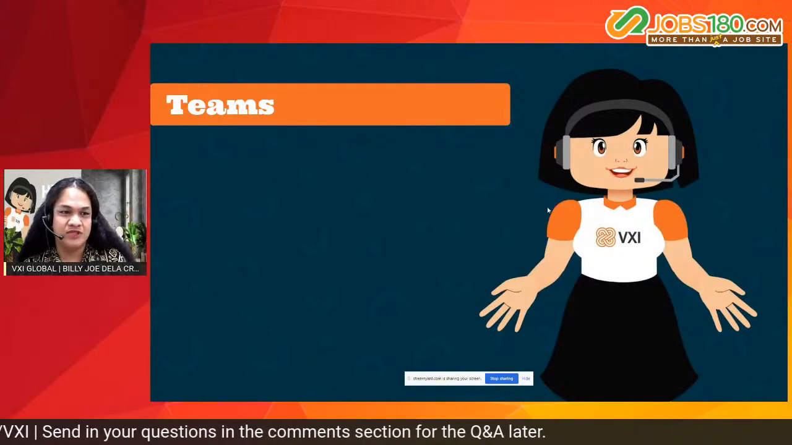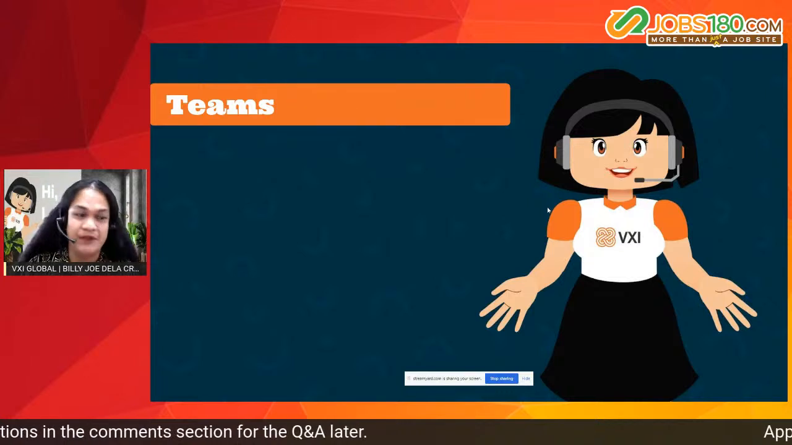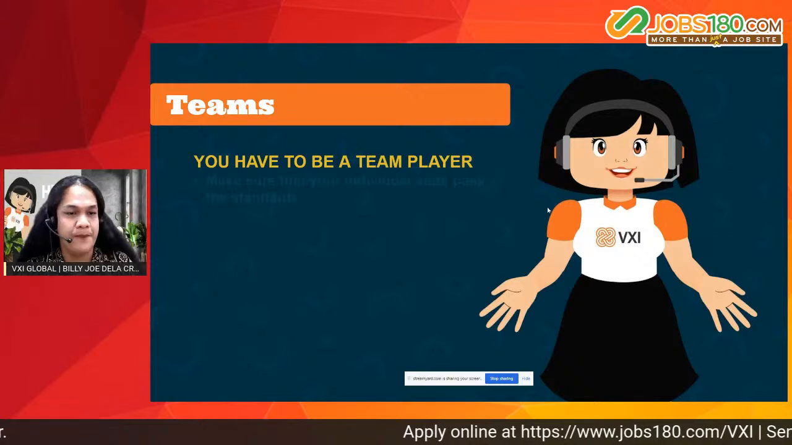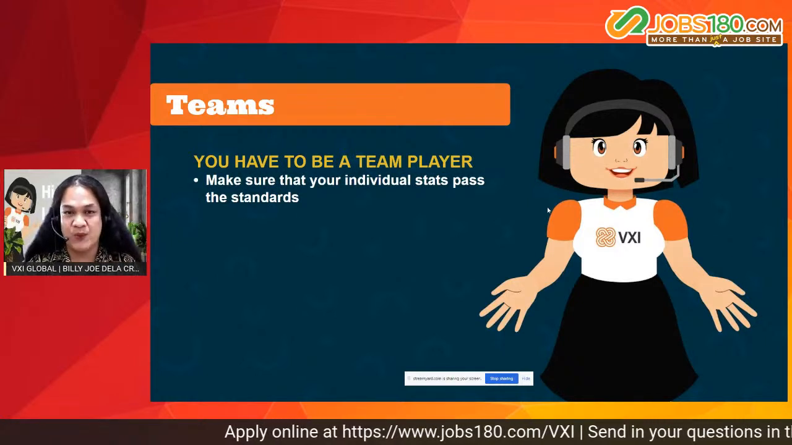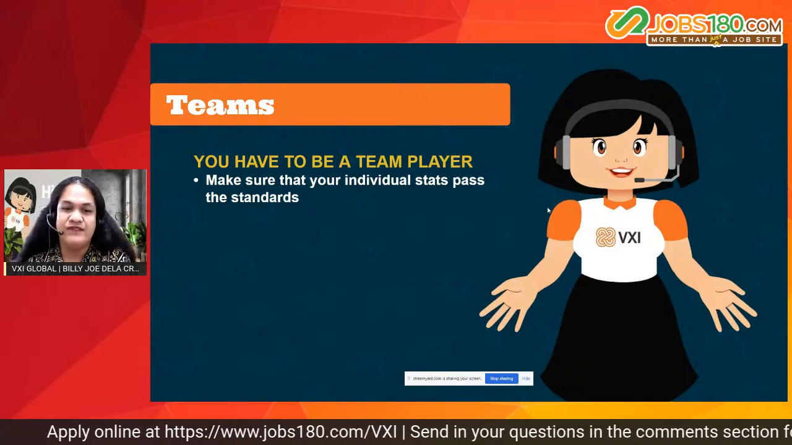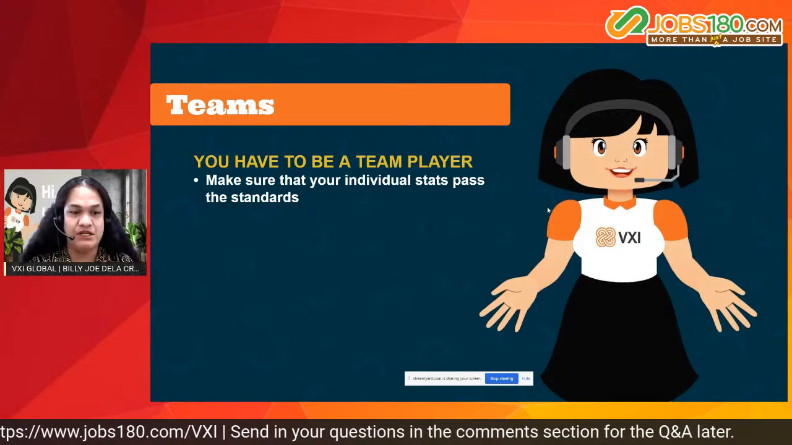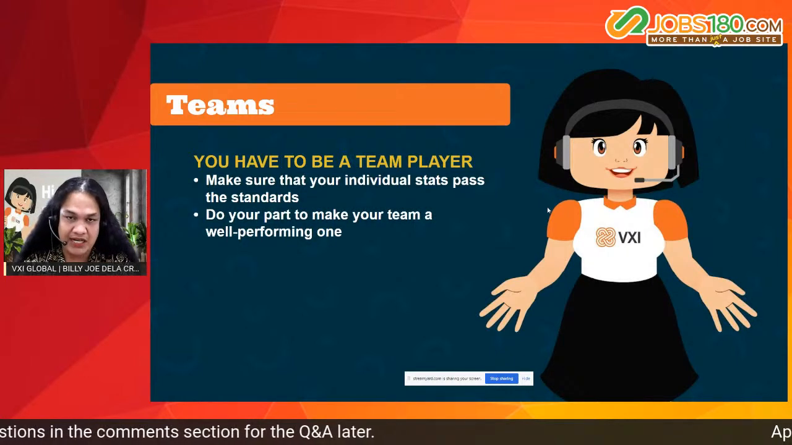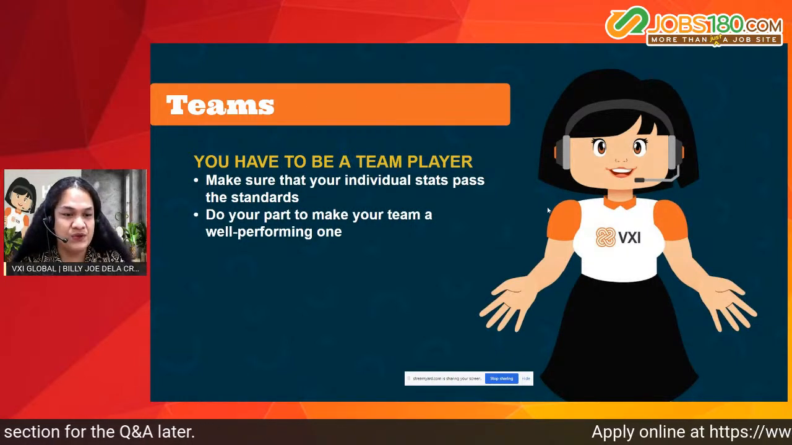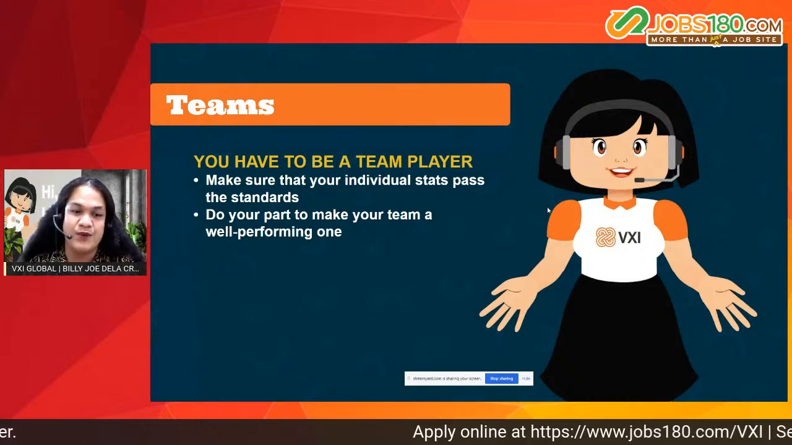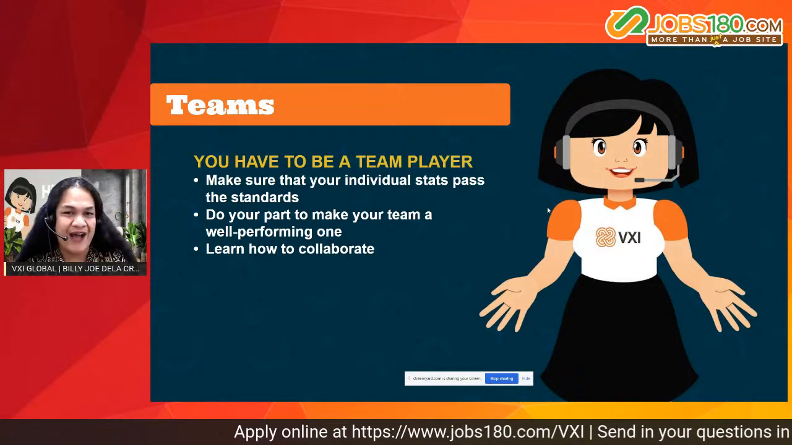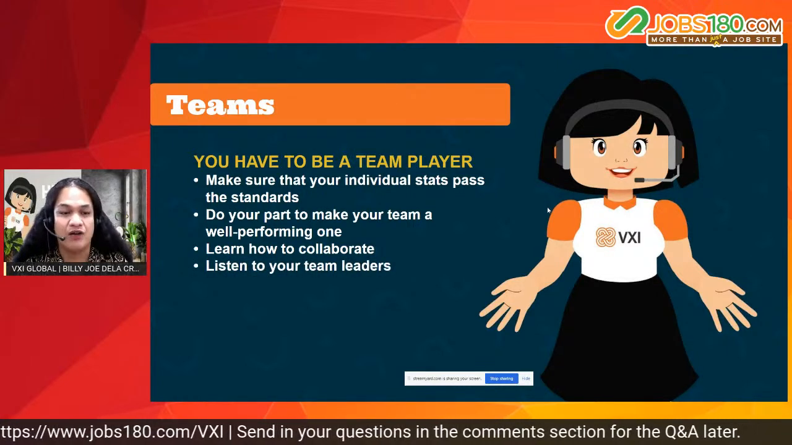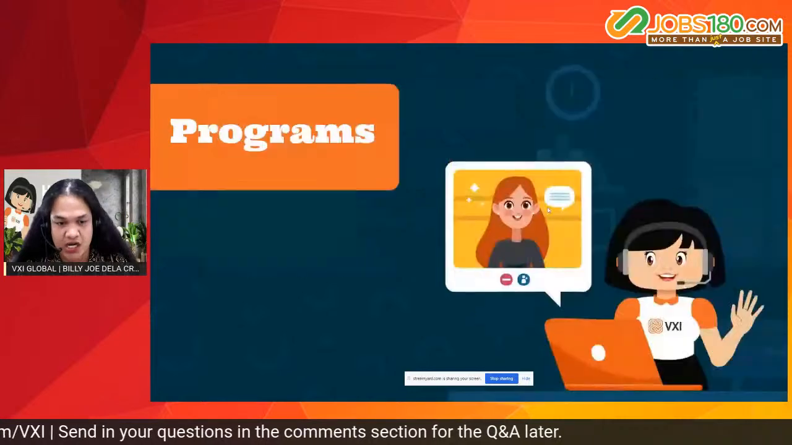I think those schools have team leaders, and if you are a team leader, you are eligible to be a team player as well here in our company. So you have to be a team player. First and foremost, you need to make sure that you, as an individual, pass the standard. Also do your part to make your team a well-performing one, and learn how to collaborate and communicate for your team, and listen to your team leader as well.